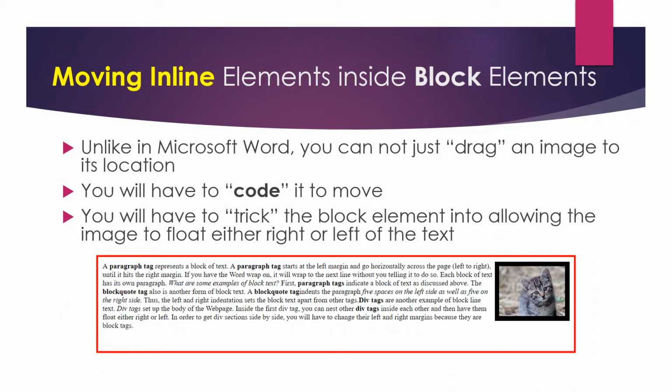You kind of have to trick the block element so that it actually will allow the image to float either on the right or the left side of the text. Because as it stands, a paragraph tag, as in the example, takes up the entire margin. So we have to kind of trick it so that it understands that it only can take up so much space and that we can actually align that image to the right or to the left.